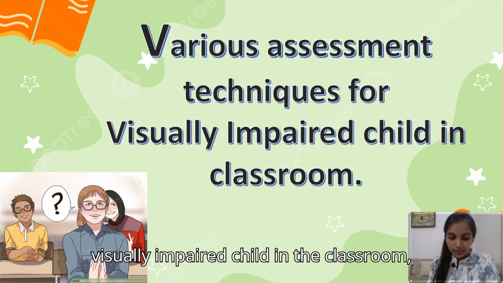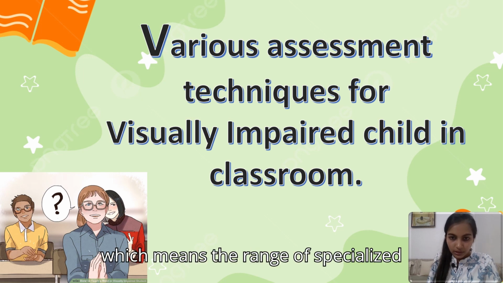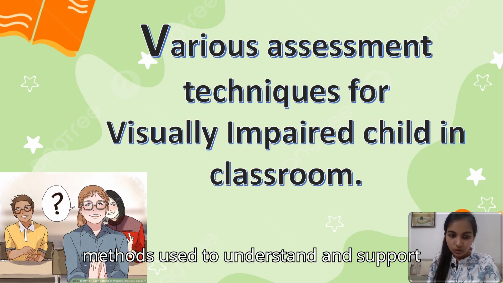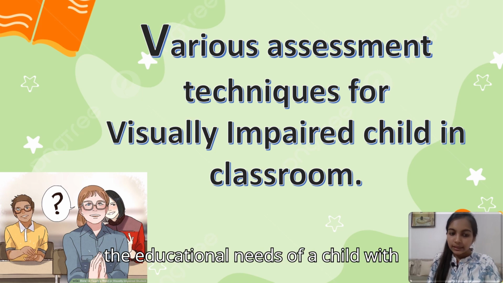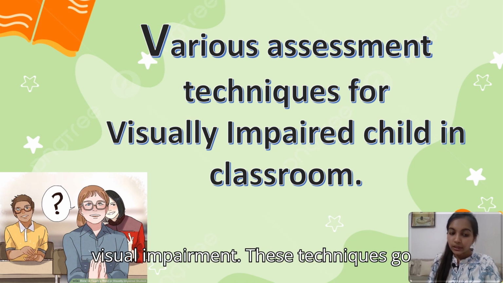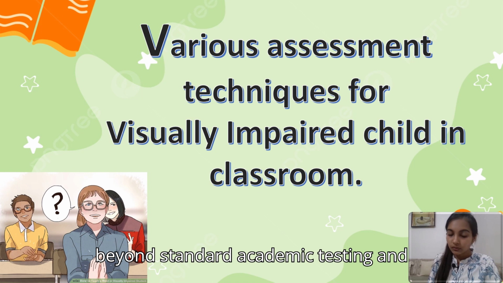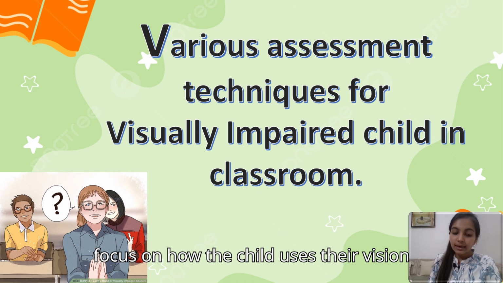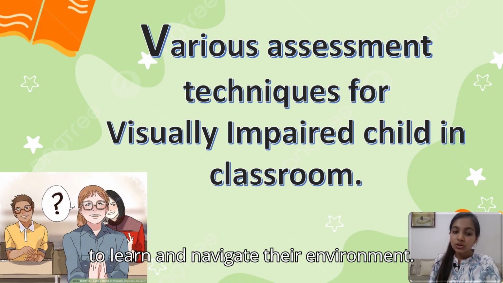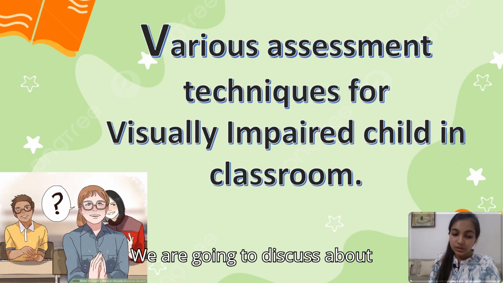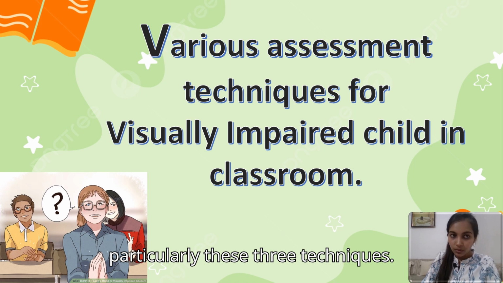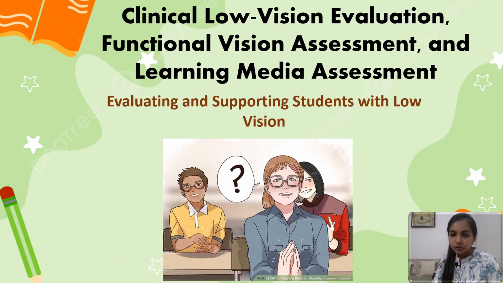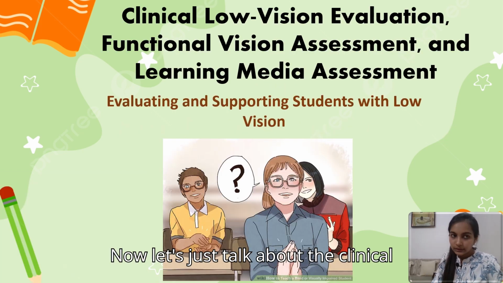impairment. Now let's talk about the various assessment techniques for a visually impaired child in the classroom, which means the range of specialized methods used to understand and support the educational needs of a child with visual impairment. These techniques go beyond standard academic testing and focus on how the child uses their vision to learn and navigate their environment. We are going to discuss particularly these three techniques.